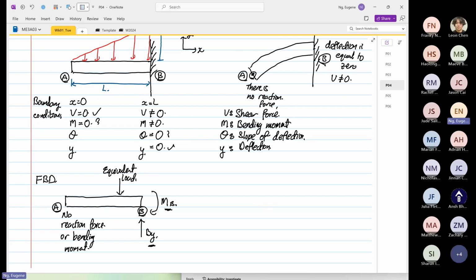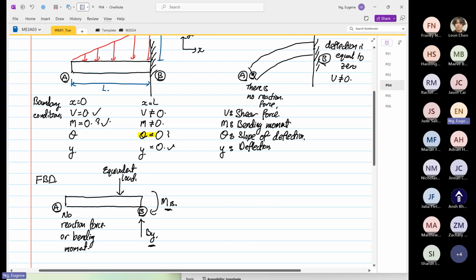Or bending moment. So that is why moment is equal to 0. Okay. Then let me further elaborate what we mean by slope. I'm going to explain what we mean by slope over here.